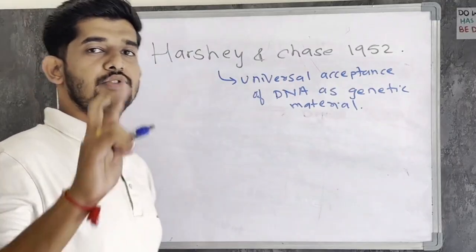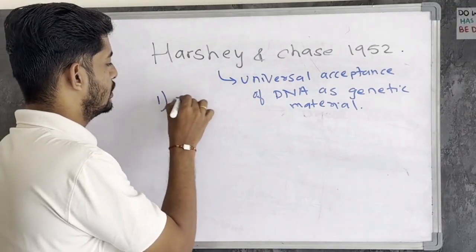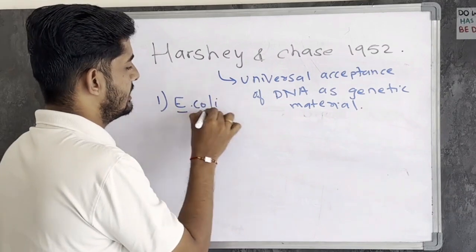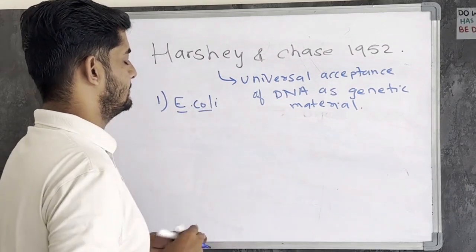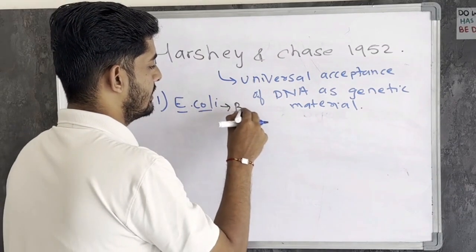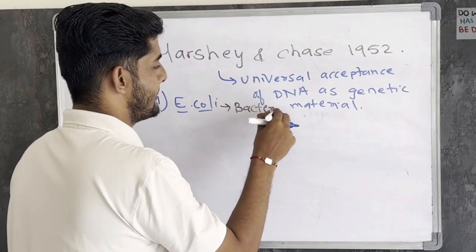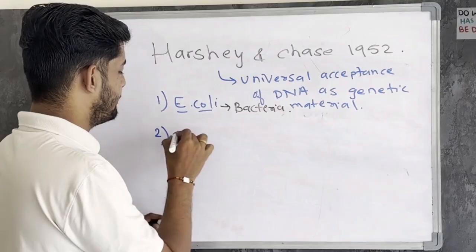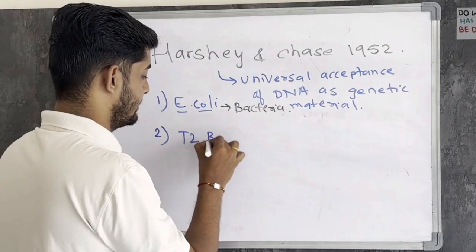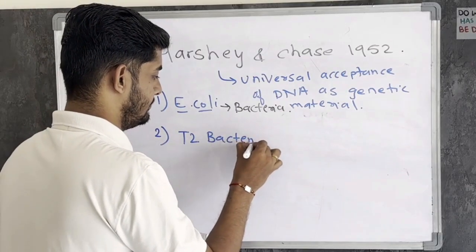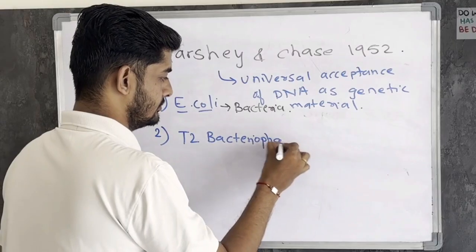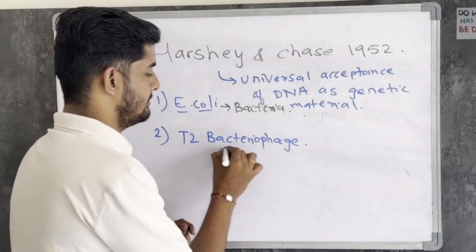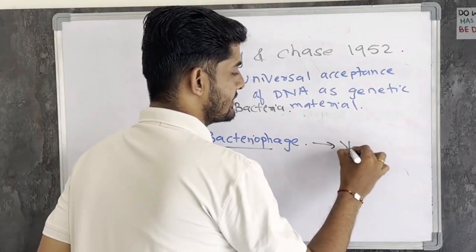So Hershey and Chase used two organisms. First is the E. coli. This E. coli is a bacteria. And the second organism used is the T2 bacteriophage. Now this T2 bacteriophage, don't get confused by the name. This bacteriophage is a virus.